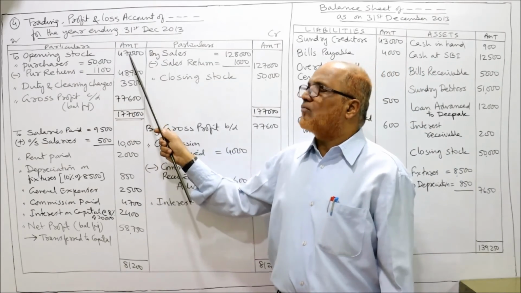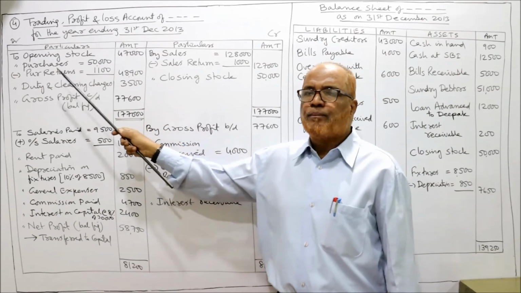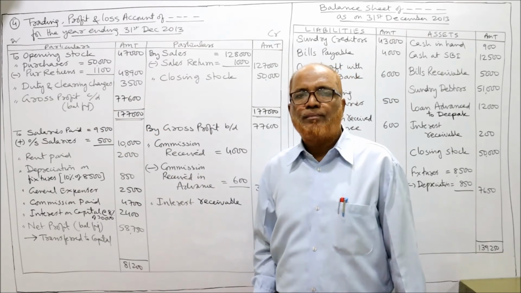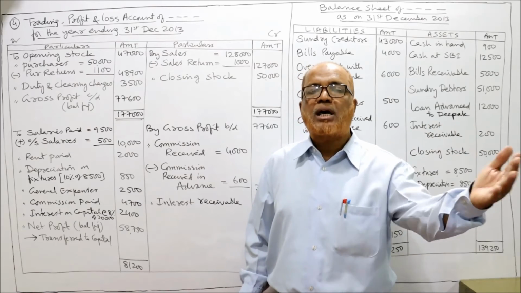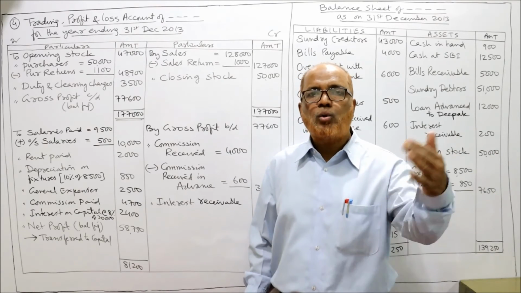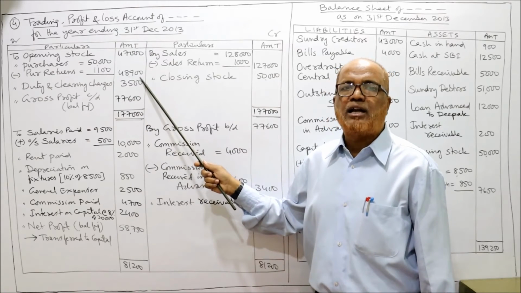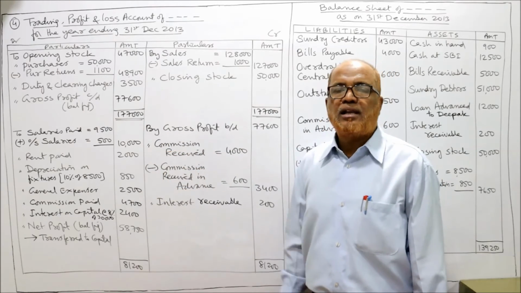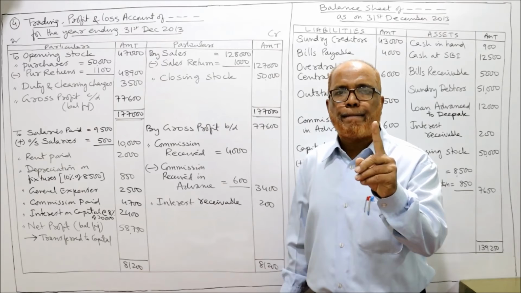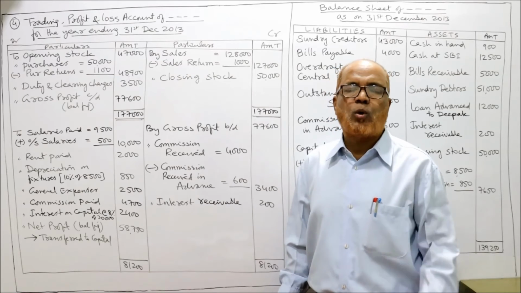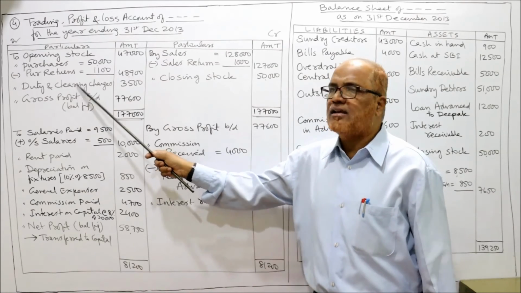Debit side, opening stock 47,000 as usual we have taken. Purchases are given 50,000 and returns to creditors. Returns to creditors are purchase returns. Deduct purchase returns, 48,900 net purchases. Then duty and clearing charges, this is the only direct expense.